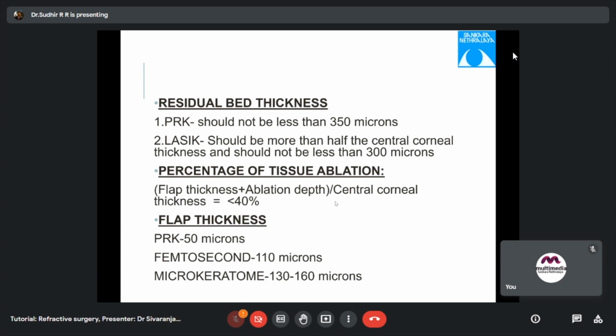We need to know these common things. What is the flap thickness in each of the procedures? Keep it in your mind so that when you do your calculations, all these come into the picture. With femtosecond, we can have a flap thickness of 100 to 110 microns, so you can set it between 100 and 110. With a microkeratome, we can have different blades, 130, 140, 160. The consistency will be more with femtosecond compared to microkeratome.